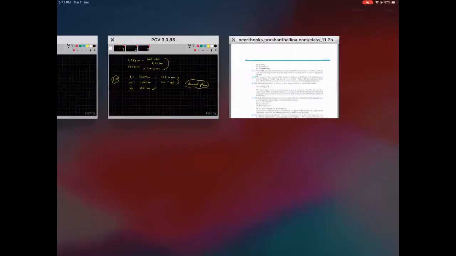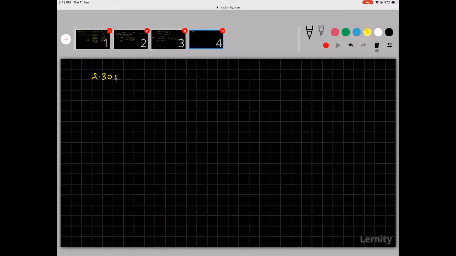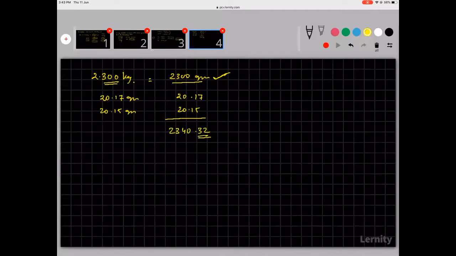So if it is 2.300 kg, and 20.17 grams and 20.15 grams, now 2.300 kg is equal to 2300 grams. Because of the zeros, all are significant, and this is to the nearest gram. Now when I add 20.17 and 20.15, technically I will get 2340.32. But the nearest gram is the least significant, so I will remove the decimals, and the answer is 2340 grams. Okay, that is the answer.